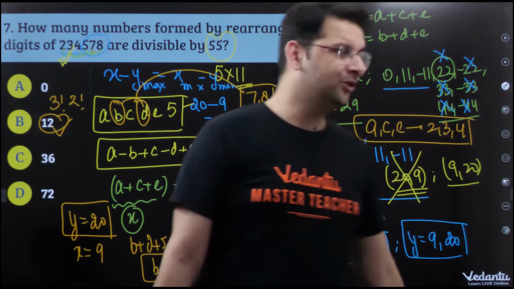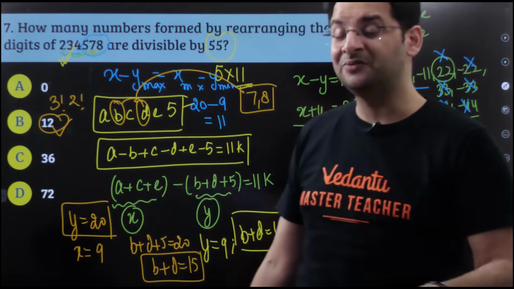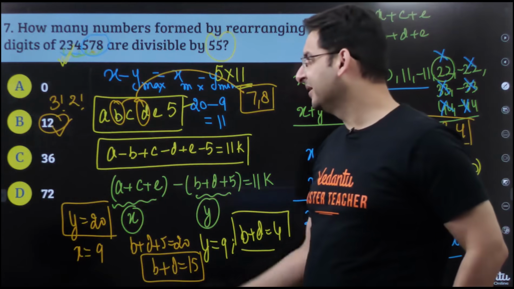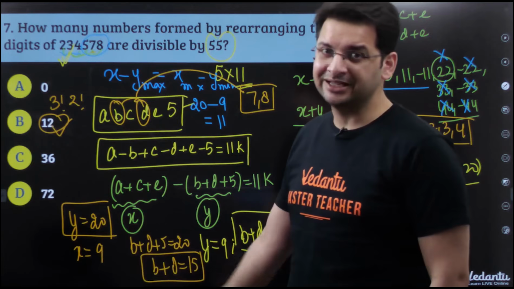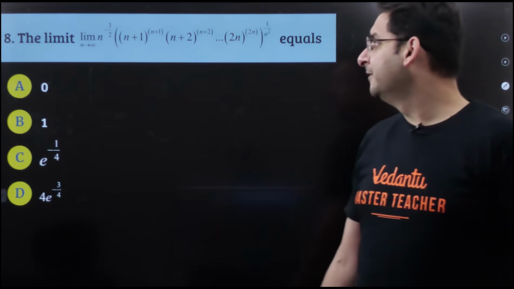So if someone hits this case first of all, he will be able to arrive at the answer very quickly. If someone tries hit and trial also, then also he will be able to do it very quickly. Right. So this was the only case to be considered and this was the only case that came. 3 factorial, 2 factorial, B is the right answer. I hope this is clear. Question number 8.